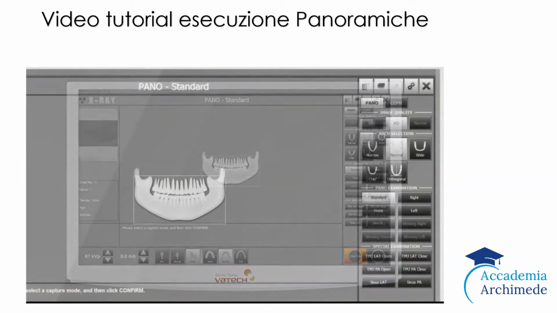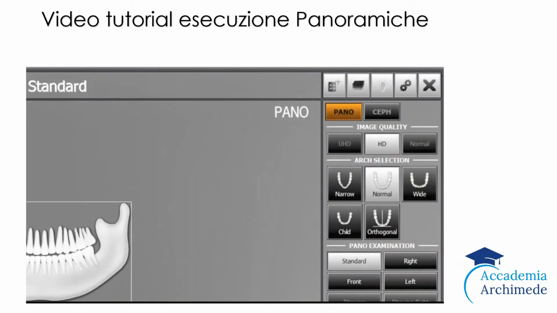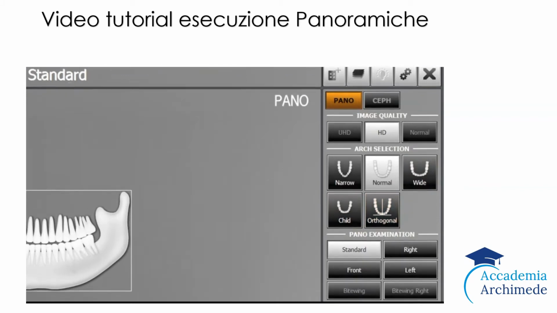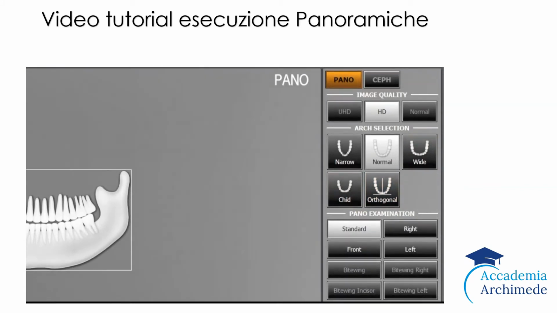Go to Imaging Mode and click the Pano. Depending on the image quality which the operator wants, select UHD, HD, or Normal. Select the patient's arch type on the arch selection. There are 4 different arch types: narrow, normal, wide, and child, and the orthogonal function can be applied depending on diagnostic purposes. Go to Pano Examination and select ROI.